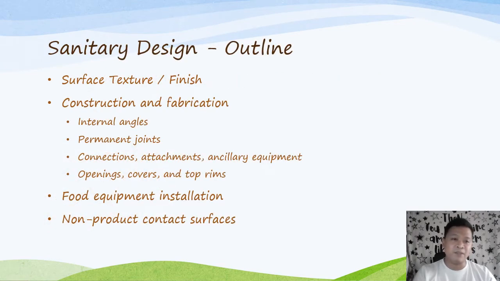Sanitary design principles, okay, this is how you construct your equipment and food contact surfaces. They must be of a certain smooth finish as much as possible, and then in the construction fabrication of tanks, pipes, and the likes, you need to consider the internal angles, the joints, and any other connections, openings, and covers, where they are installed, how they are installed, and the non-product contact surfaces as well, which are also part of the equipment, such as the external part of the equipment.